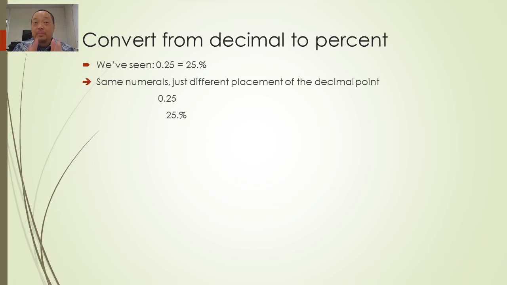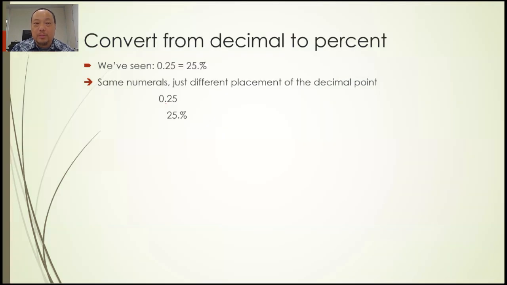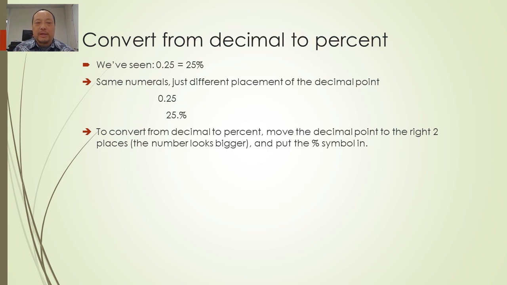If we line up the numbers, they look like this. The decimal point on the number 0.25 is here. And it looks like in order to arrive at where the decimal is with 25%, it had to move 2 places to the right. That leads us to the rule of converting from decimal to percent. We're going to do exactly that when we convert a decimal number to a percent. To convert from decimal to percent, move the decimal point to the right by 2 places and put the percentage symbol in.